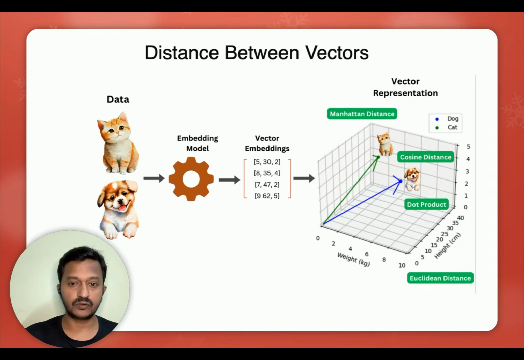calculation done? For example, as you can see in the image, the data that is unstructured, the cat and the dog images, gets converted into vector embeddings using an embedding model, and that is stored in a vector database, as you can see here. So we have different methods to calculate the distance between the vectors: Manhattan distance, cosine distance, dot product, and Euclidean distance. They all come under the semantic, or what we call vector search, methodologies.